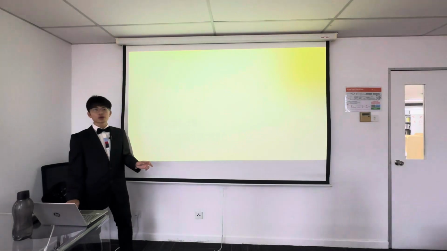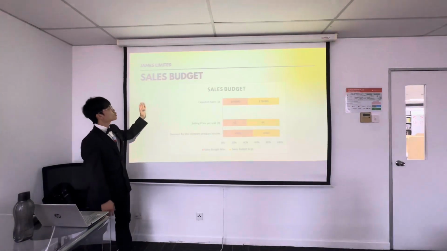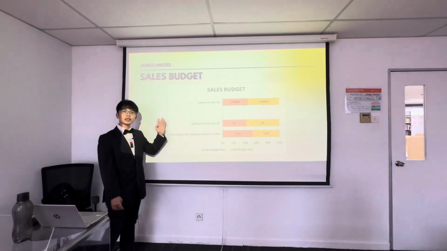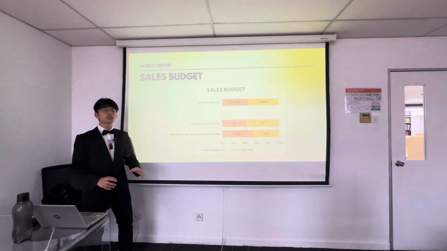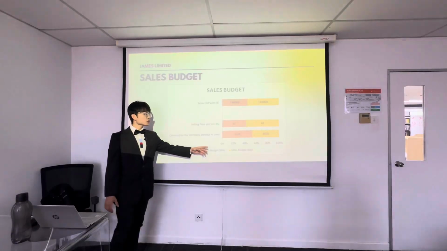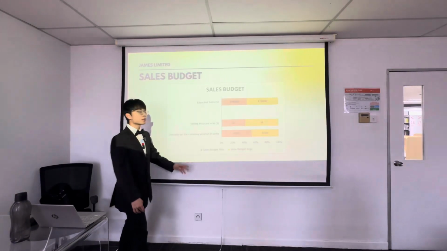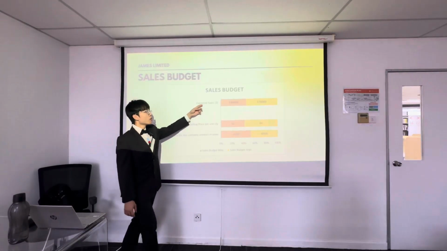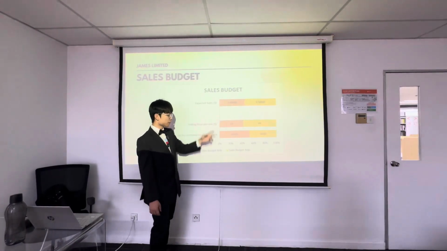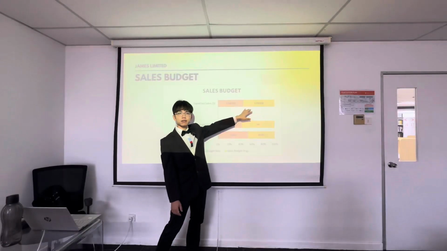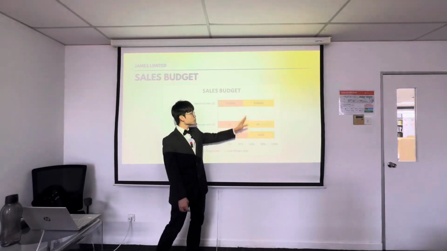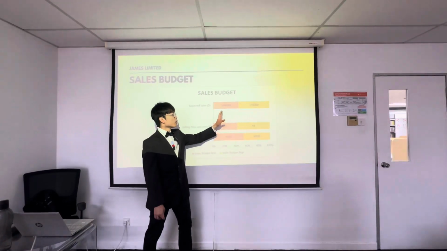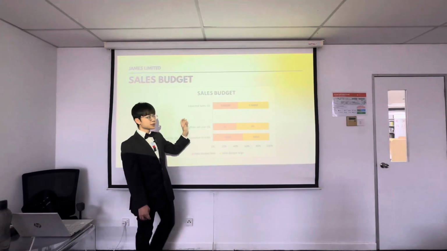So this is the first question, where we are required to provide the sales budget for James Limited. As we can see, James Limited is a manufacturing company which produces NICs and ARCs. So they are producing two products, with expected sales of about 144,000 for NICs and 176,000 for ARCs. As we can see, ARCs take up more than 50% for James Limited.